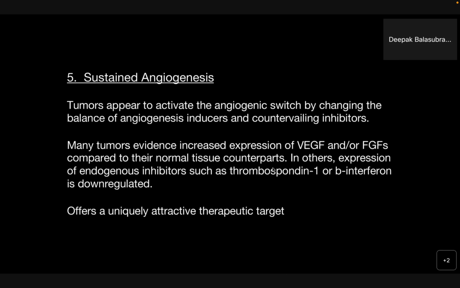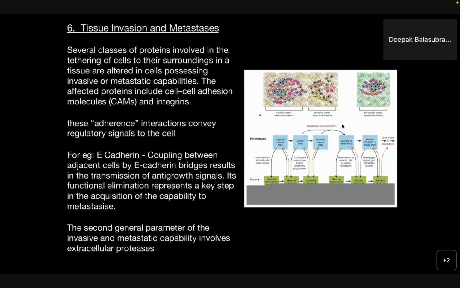This is done by overexpression of VEGF or fibroblast growth factors compared to normal tissue counterparts. There is also inhibition of endogenous inhibitors like thrombospondin and beta interferon. These are downregulated, and these are some of the targets that people are trying to use as therapeutic targets for inhibiting tumorigenesis. The next is tissue invasion and metastasis.